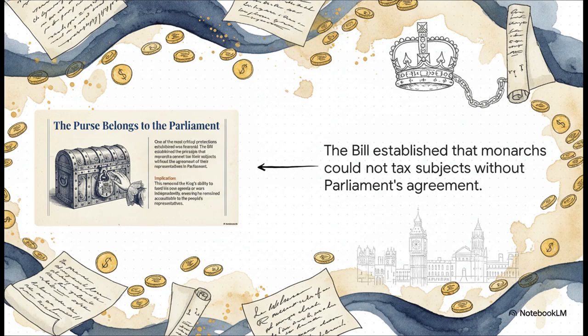First up, and this is always a big one, money. One of the most important things in the bill was about who controls the cash. It basically said the king can't just dream up new taxes whenever he feels like it. Nope. From now on, the power of the purse, the ability to tax, belonged to Parliament, who were supposed to represent the people. This was huge for holding the king accountable.